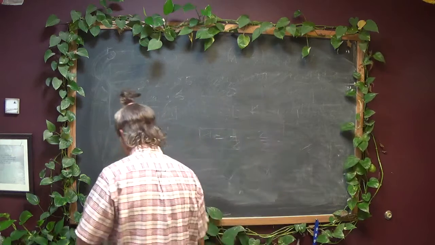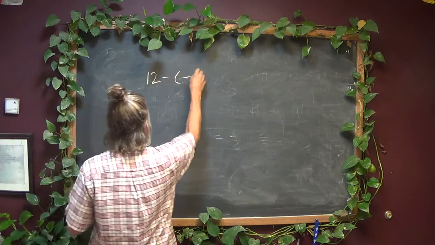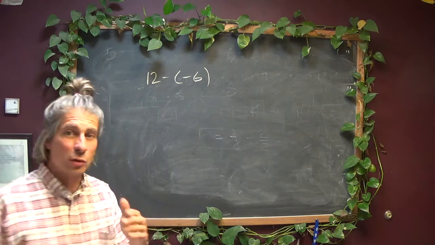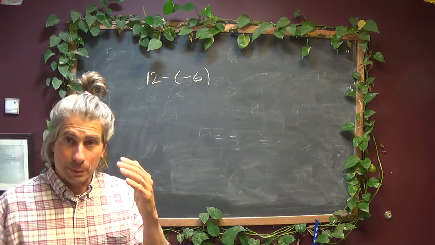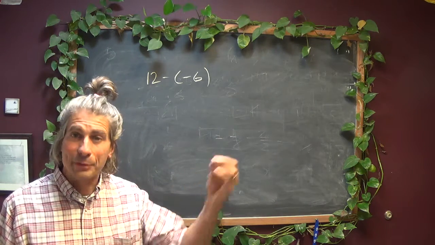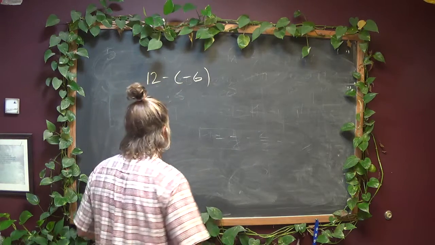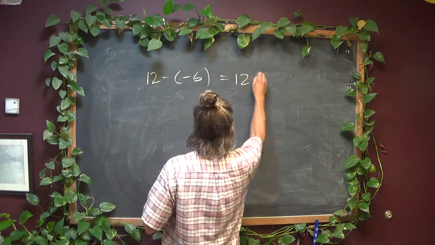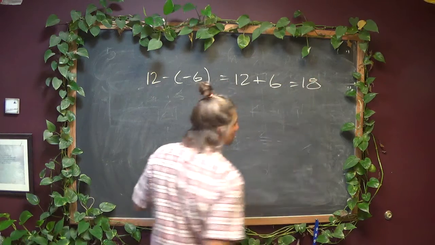All right. 12 minus a negative 6. Okay, so this is one of those subtracting a negative number again. So remember what subtraction means. To subtract a number means to add the opposite of that number. So to subtract a negative 6 means to add the opposite of negative 6, which is positive 6. This ends up being an 18.